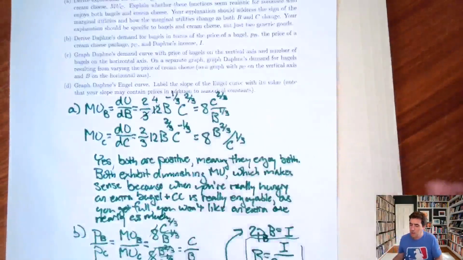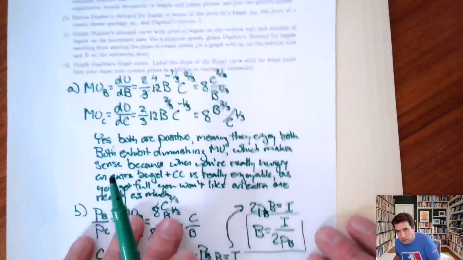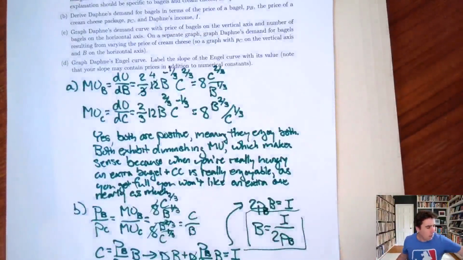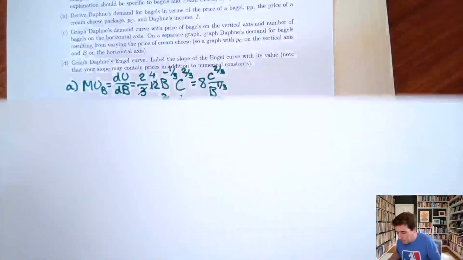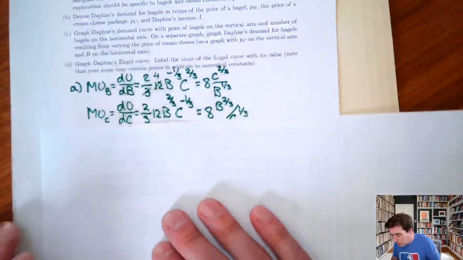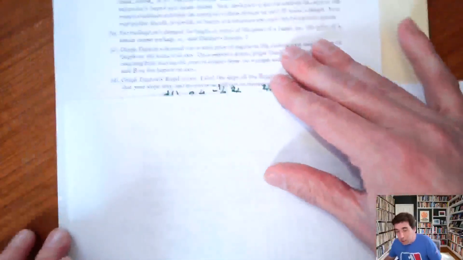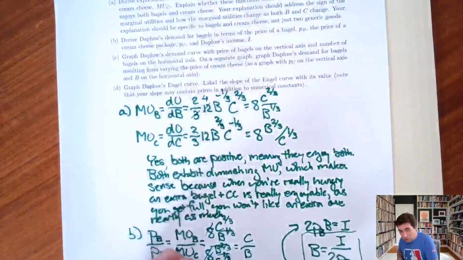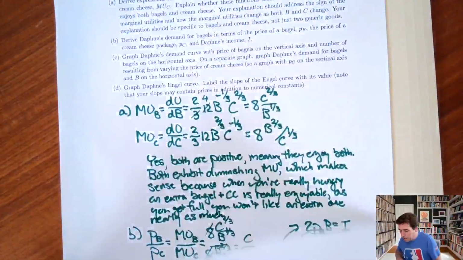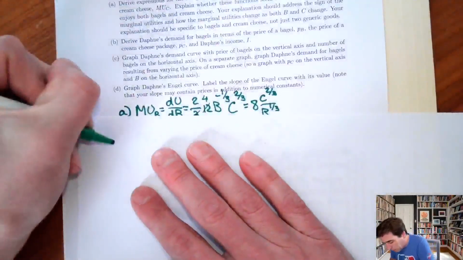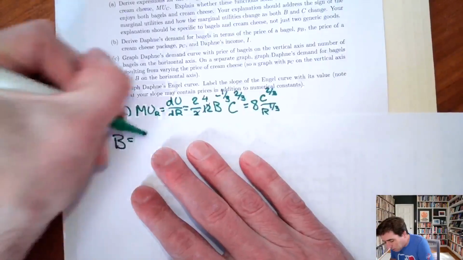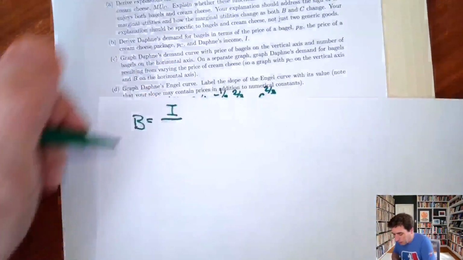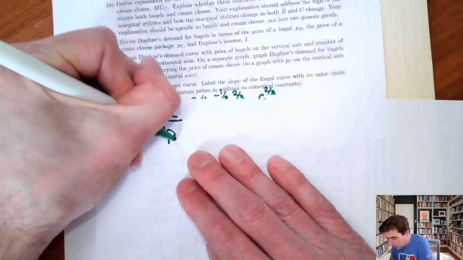Okay, so I have run out of space here. So let's go ahead and grab another sheet of paper to do this on. So this would be like moving to the back of your sheet of paper. What I'm going to do though is transfer my demand equation to the back so that I don't have to keep flipping back and forth. So I just found that B was equal to I divided by 2PB.